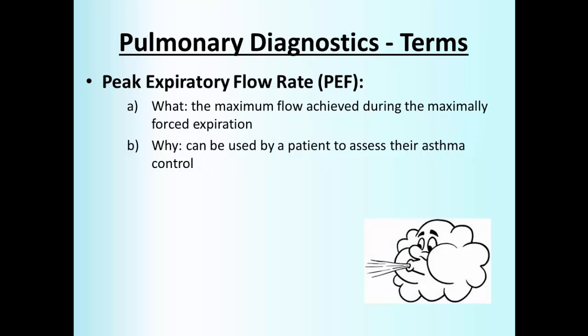Peak expiratory flow is the maximal flow or speed achieved during the maximal forced expiration initiated at full inspiration. It is measured in liters per minute or in liters per second. It is used to assess a patient's asthma control level and is compared to baseline normal control values. It can often be part of the action plan with zones of control.